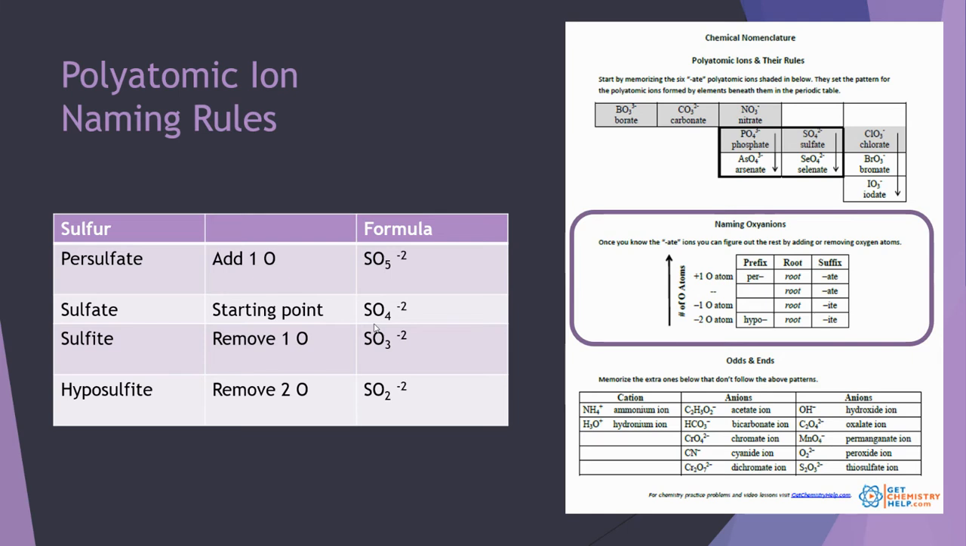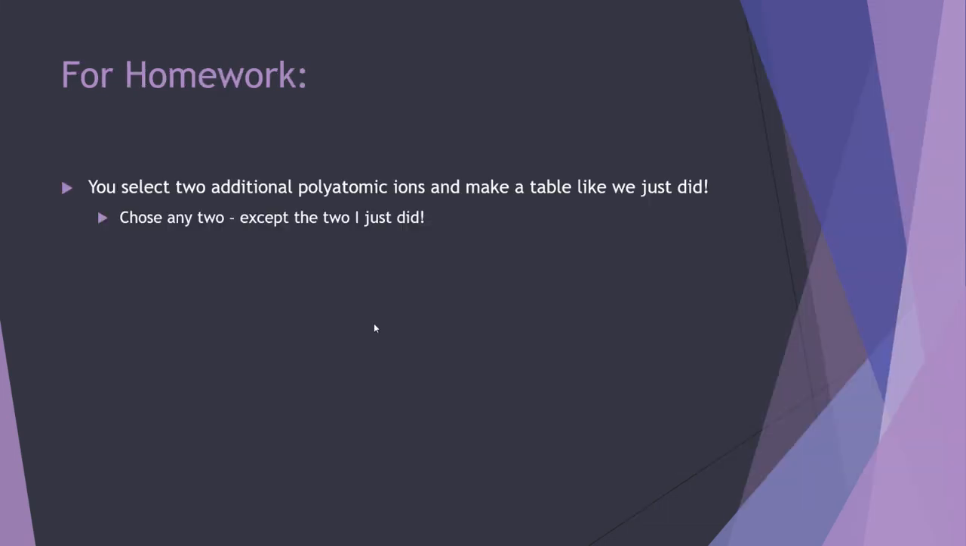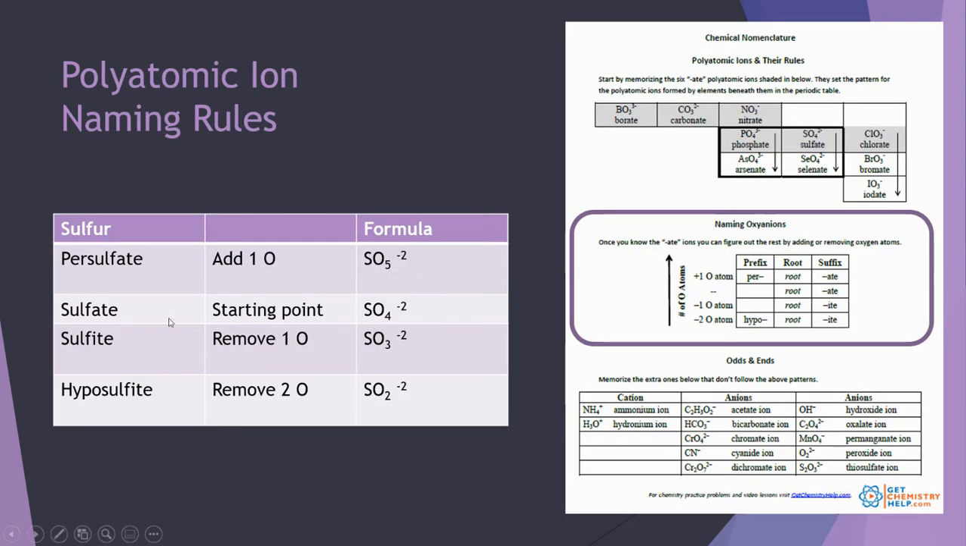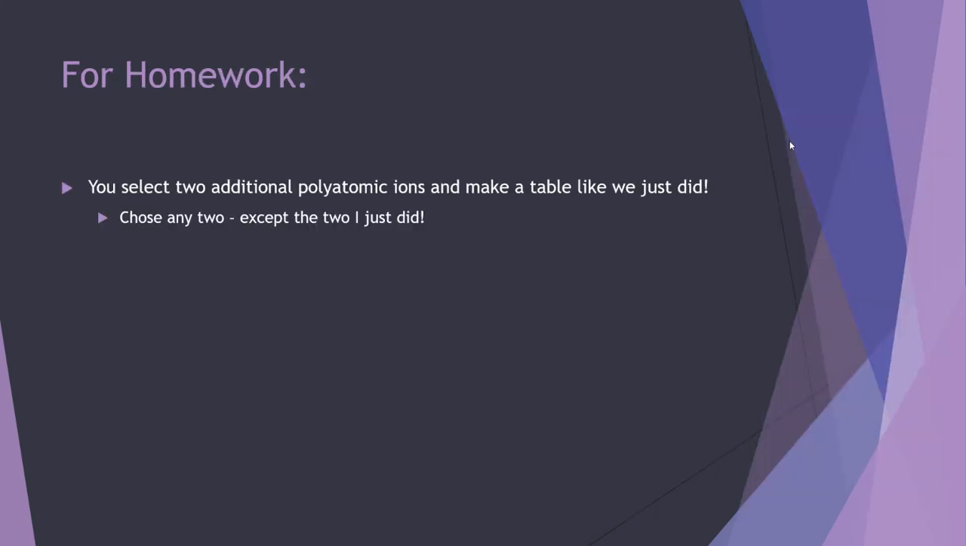So what I want you to do for homework is pick 2 additional ones, not the ones that I just did, so not phosphate and sulfate. I want you to make 2 tables just like we just did. Choose any 2, and make them with the per-ate, the ate, the ite, and the hypo-ite. Pick any of the other ones and just make the table. I just want you to practice doing this so that you have it, and then you also have it as a reference. Okay, so that's the naming rules for those.